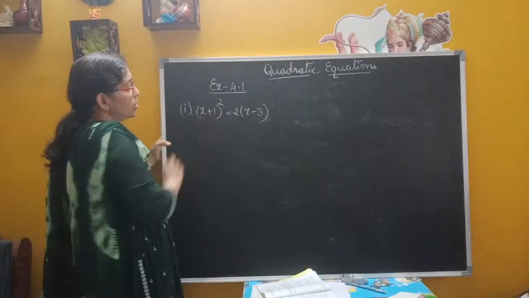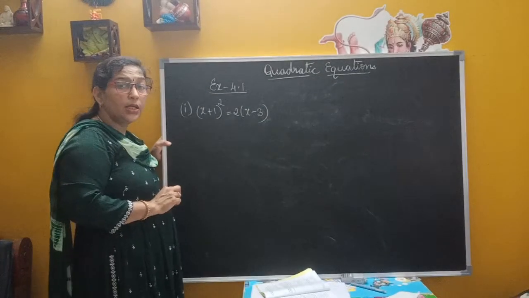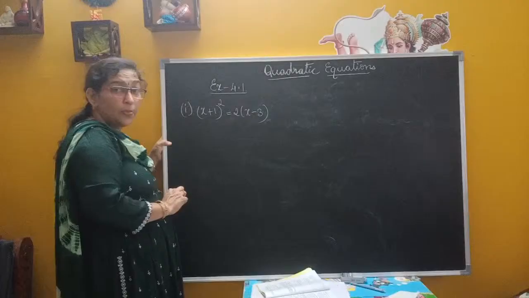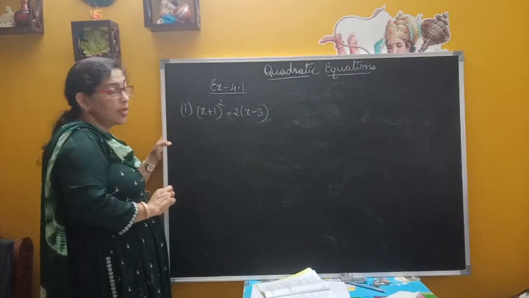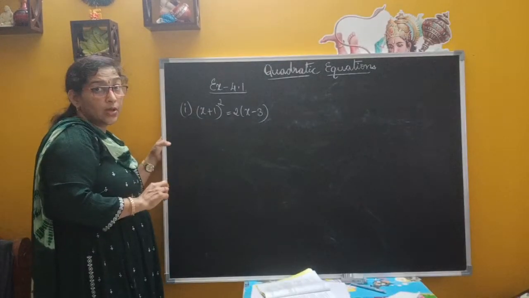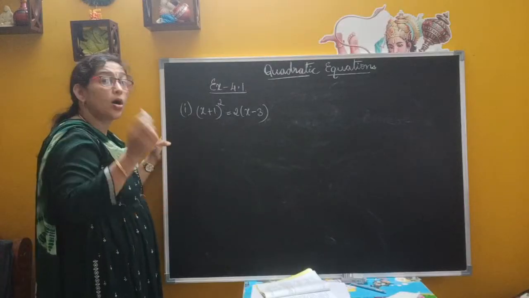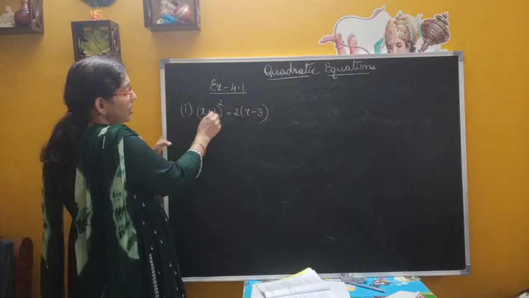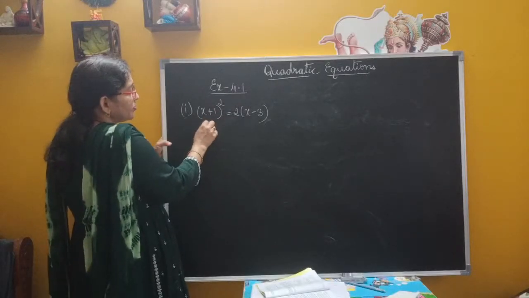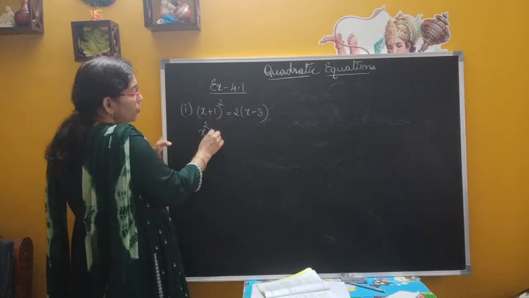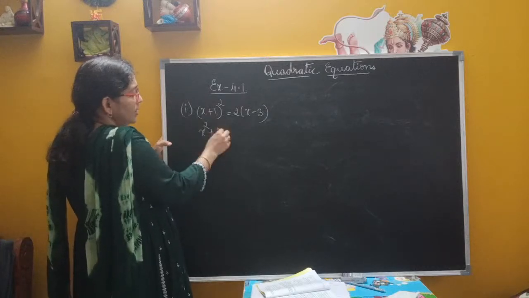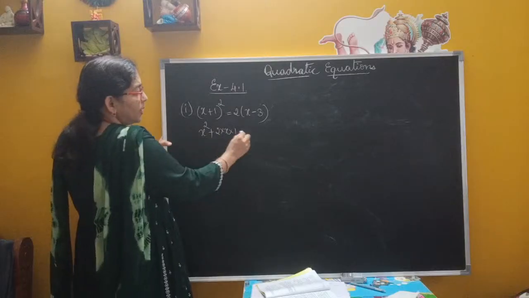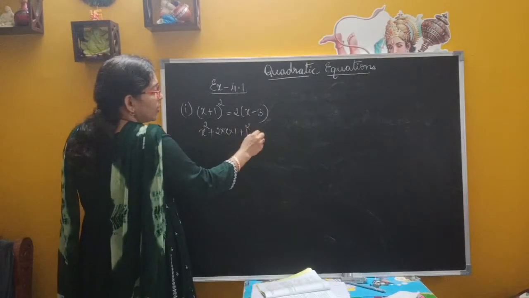So x plus 1 whole square is of the form of which identity? a plus b whole square. What is the identity? a plus b whole square is equal to a square plus b square plus 2ab, or a square plus 2ab plus b square. So let us write this now. a square is x square, plus 2ab, 2 into a which is x, into b which is 1, plus b square, 1 square, that is 1.